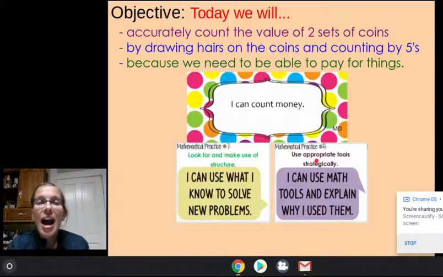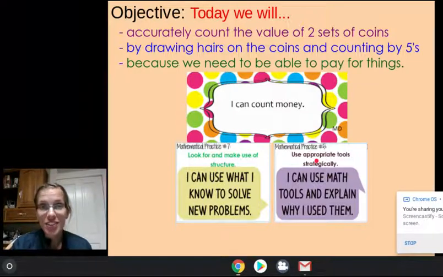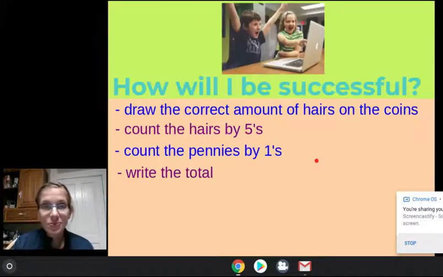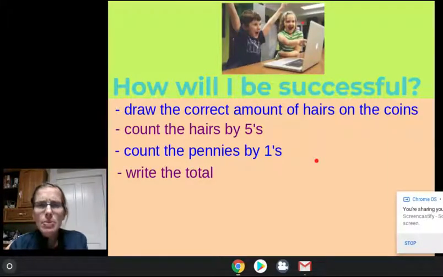So today we will accurately count the value of 2 sets of coins by drawing hairs on the coins, and we will count by fives because we need to be able to pay for things. So to be ready for 3rd grade, we're going to count money. So how are we going to be successful? The first thing we're going to do is draw the correct amount of hairs on the coins. Then we're going to count the hairs by fives, and we'll count the pennies by ones. And then we will write the total.